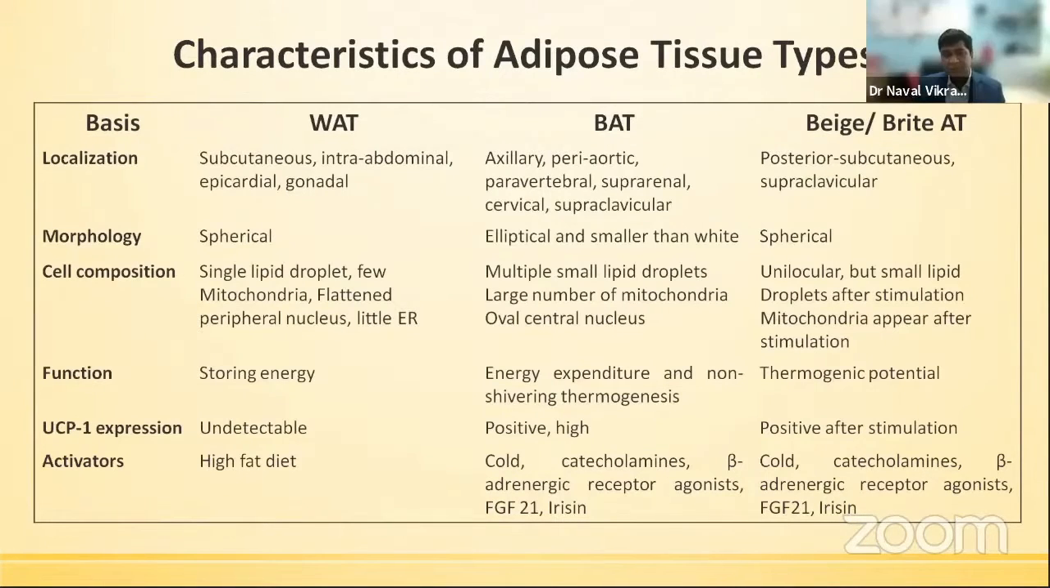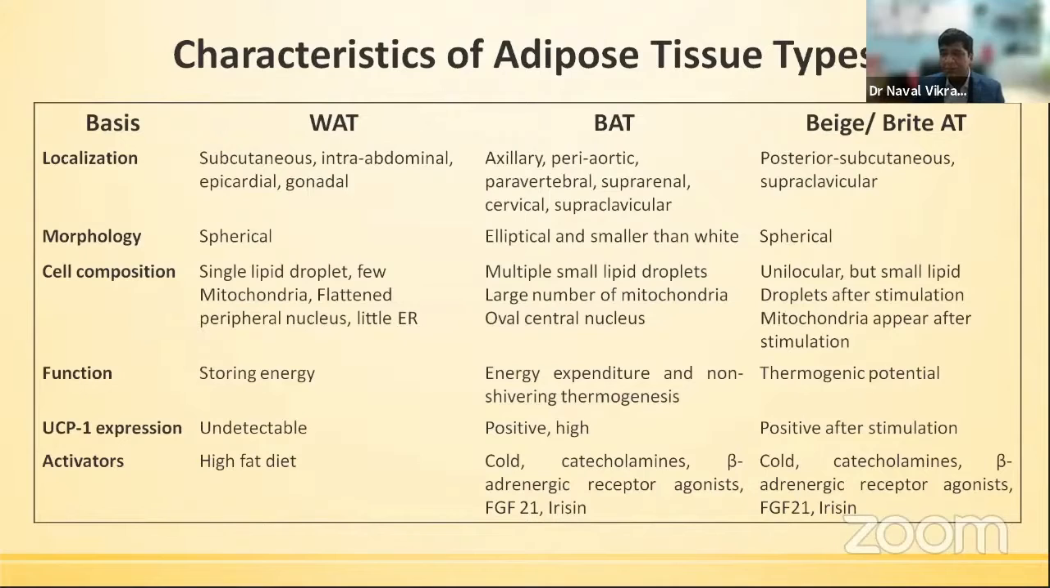In contrast, the brown adipose tissue is basically embryonal in origin. It's mainly located in the paravertebral, axillary, suprarenal, cervical areas. The cells are elliptical and smaller than the white adipose tissue, and they have multiple lipid droplets, and a much larger number of mitochondria. And they function predominantly in energy expenditure and non-shivering thermogenesis. In this, the UCP1 expression is very high, and this is what drives the function of this tissue. It is stimulated by several factors like cold, catecholamines, beta-adrenergic receptor agonists, etc.